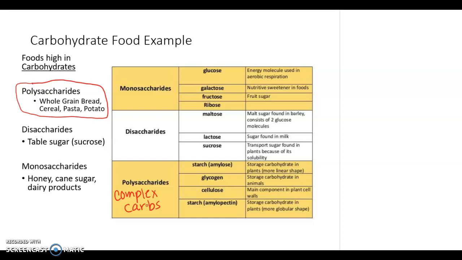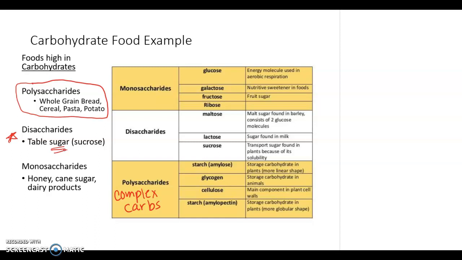Our disaccharides are going to be our basic. When we think of sugar, this is what we think of. These are in our candies, in different sugary cereals. This is what we're, as an American culture, pretty addicted to.